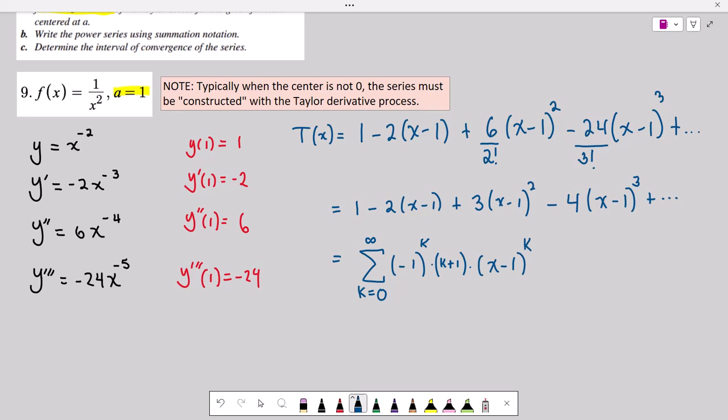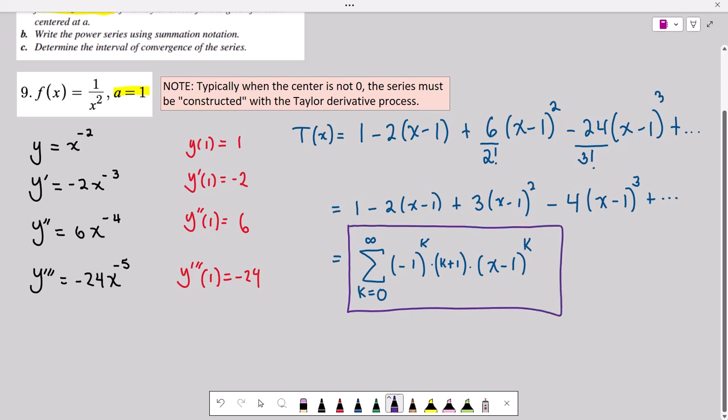Now we plug in k equals 1. K equals 1, we get the negative sign. K equals 1 here gives a 2. X minus 1 to the 1. Plug in a 2. X minus 1 to the 2. 2 plus 1 is 3, an odd power, and -1 to an odd power is negative. So that is going to be our summation notation, the closed form of this power series.